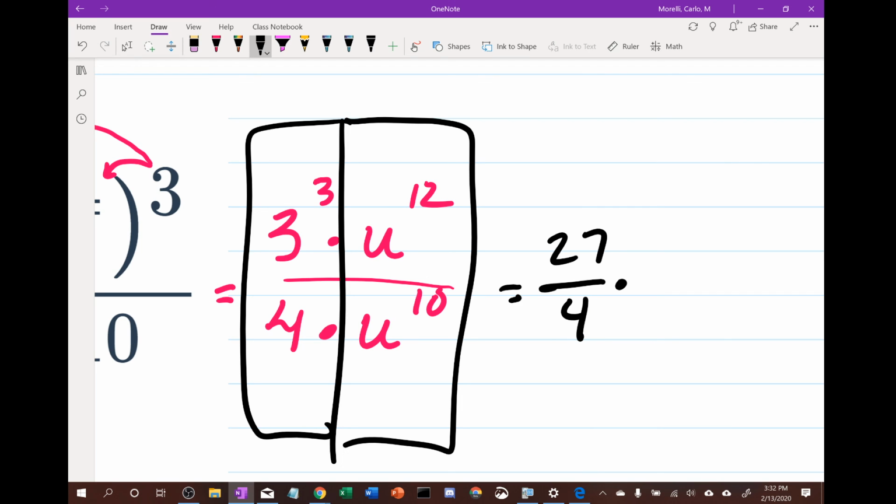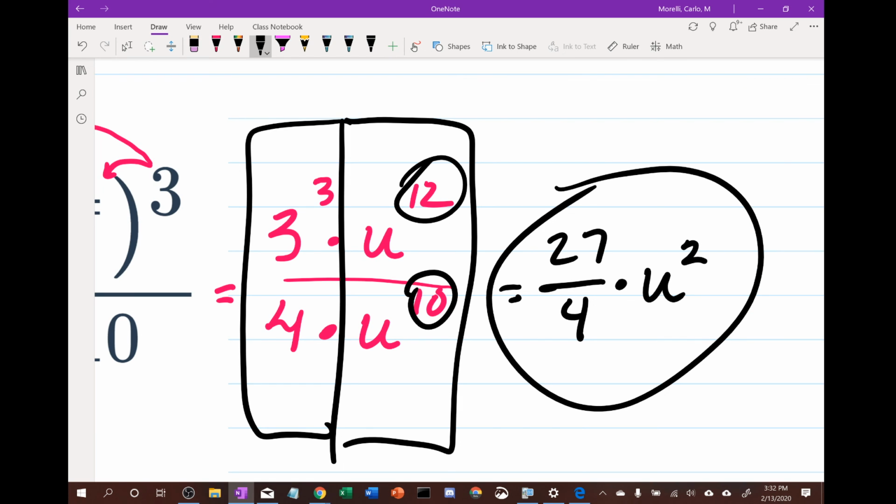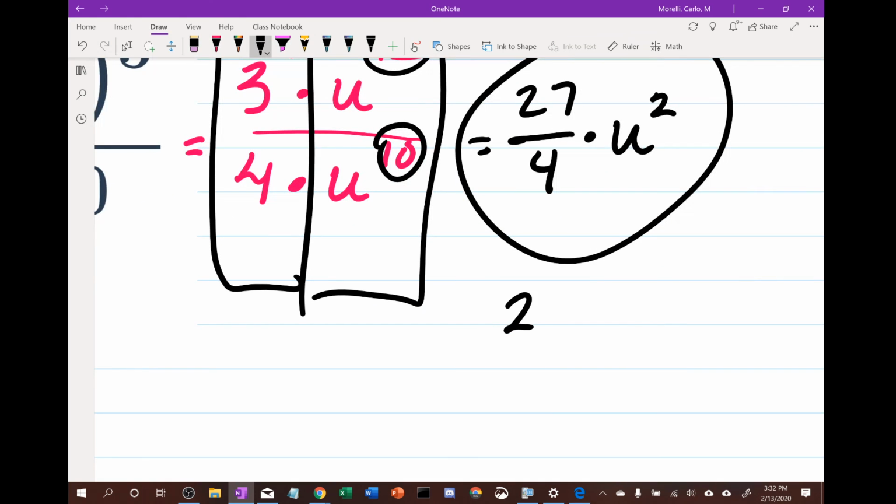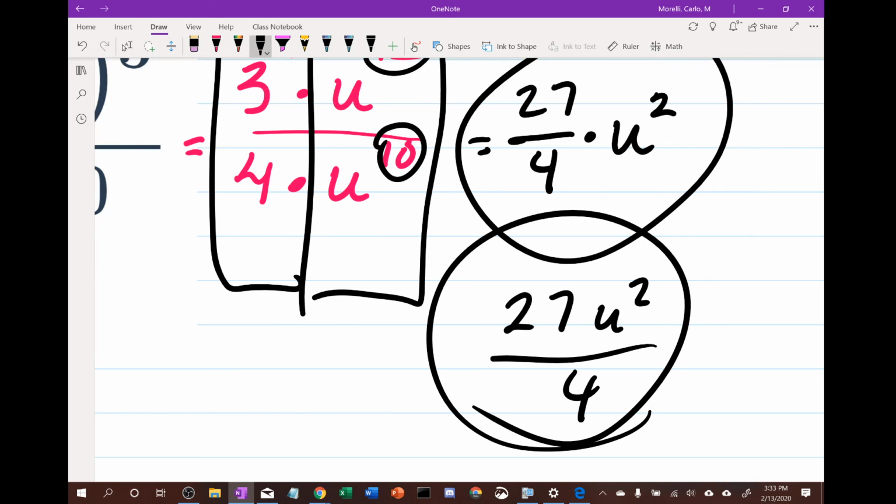Just forget about that. Now the quotient rule means that you take the exponents and you subtract them. So it's u to the 12 minus 10. What's that? 12 minus 10 is 2. So this is the answer. Or maybe he wants you to write it 27u squared over 4. Whatever. It's the same thing. Not hard. So that's the homework that you start tonight.